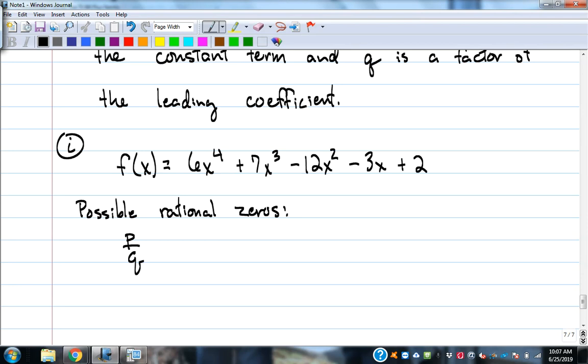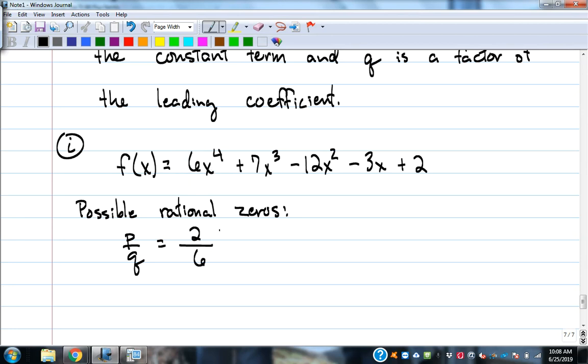All right, P over Q. P for this problem is the constant term. The constant term is 2. It's that number down here on the end. Q is the leading coefficient. That's the number in front of the highest power of x, so that's the 6.